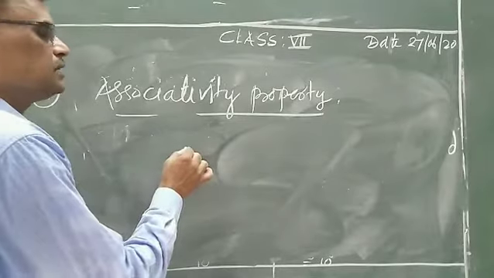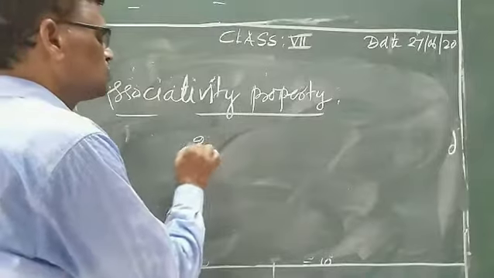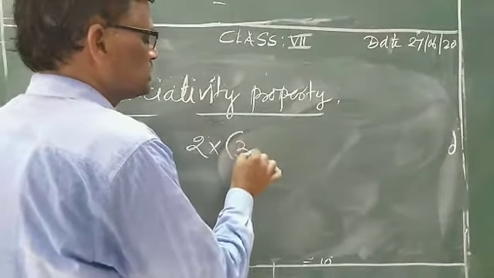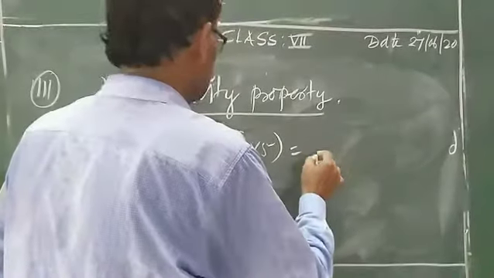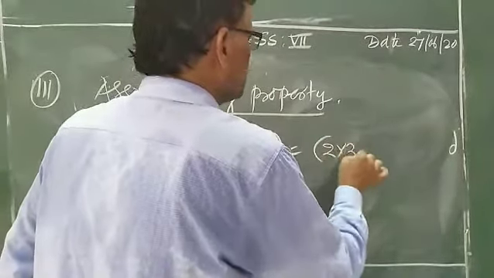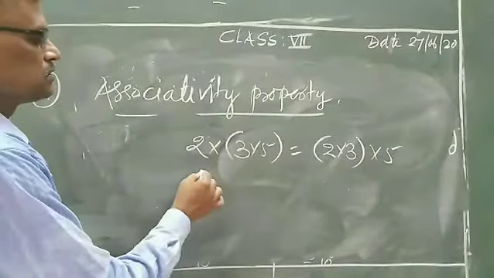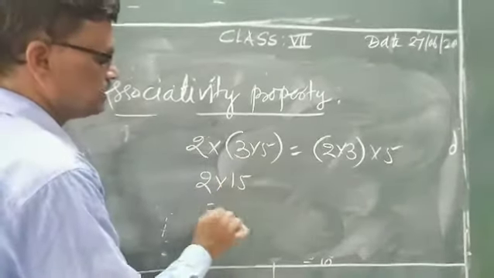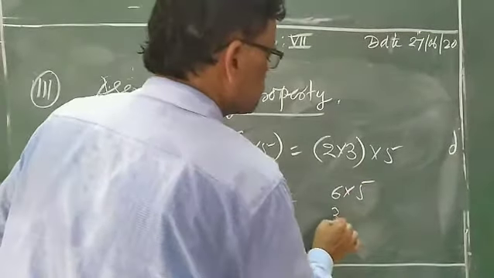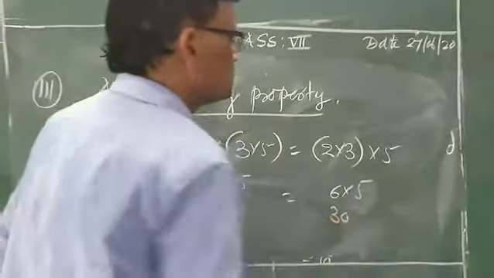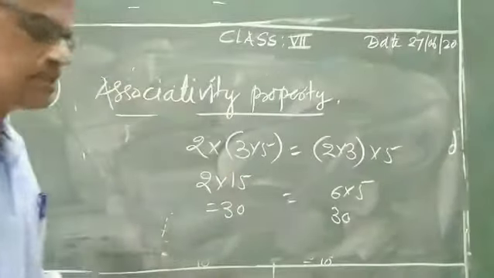Next we will take another example, multiplication. If A, B and C are positive integers, then 2 into 3 into 5 is the same either way. You see here, 2 into 15 is equal to 30, and 6 into 5 is equal to 30. That means this property holds for addition and multiplication, dear students.